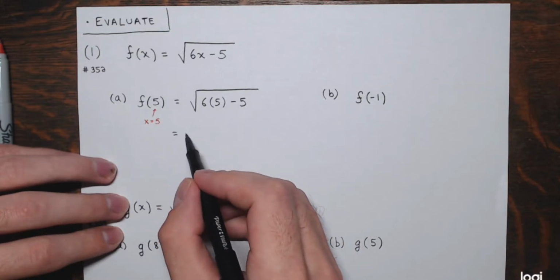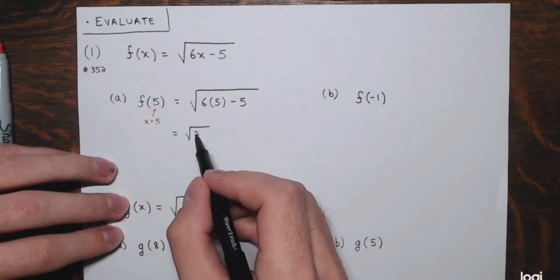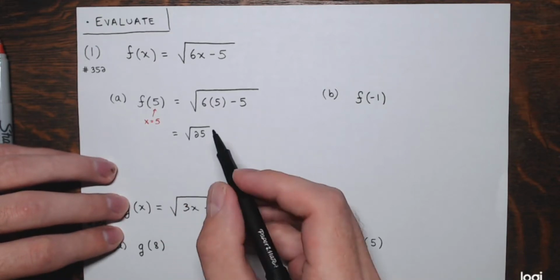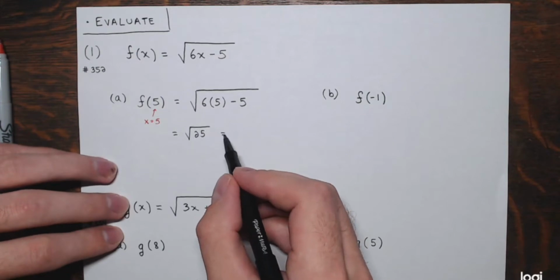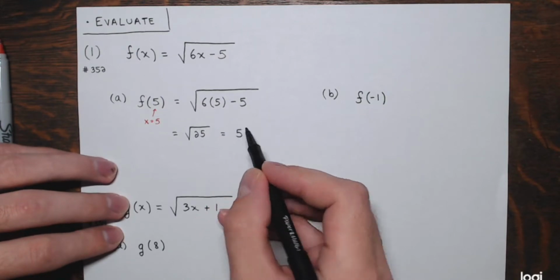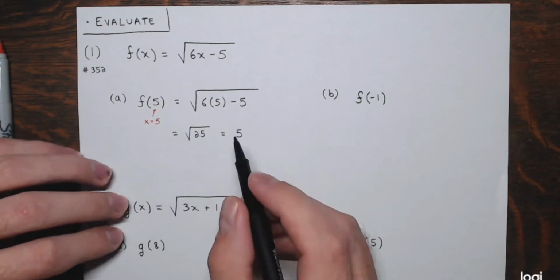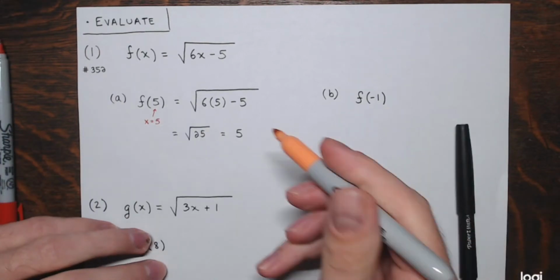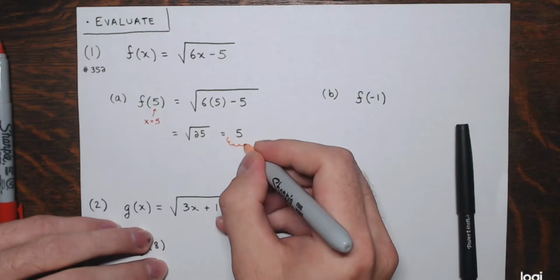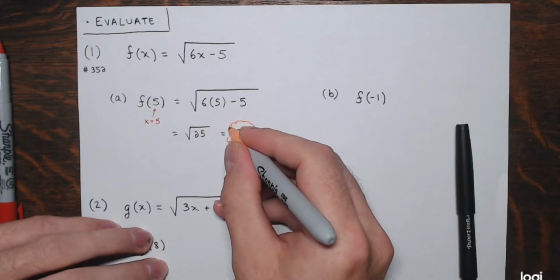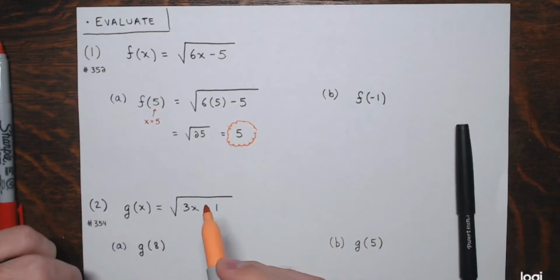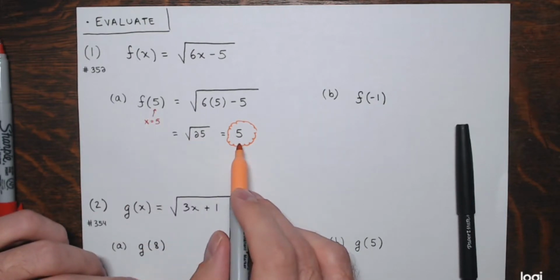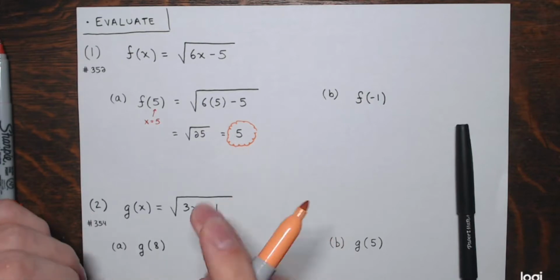So this is the square root. And don't forget this symbol means the non-negative square root of 25, which is 5, right? 5 squared is 25. And there we go. That's it. That is all we're asked to do, is find the value of this function f when the input is 5. So we're seeing when the input is 5, the output of this function is also 5.